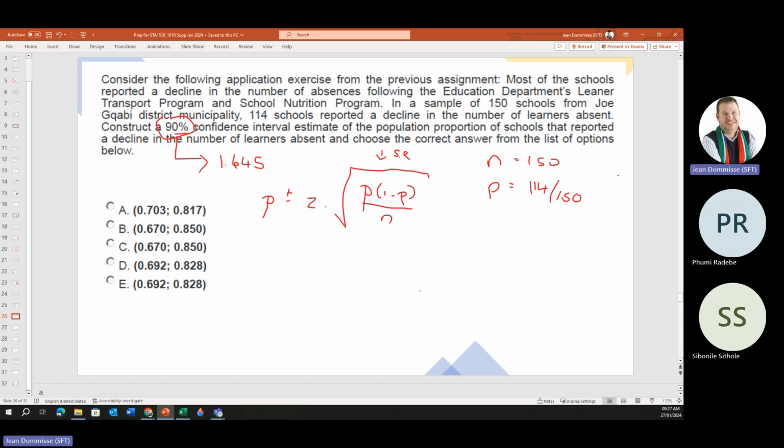Okay, so let's just get what 114 divided by 150 is. So that is 0,76.